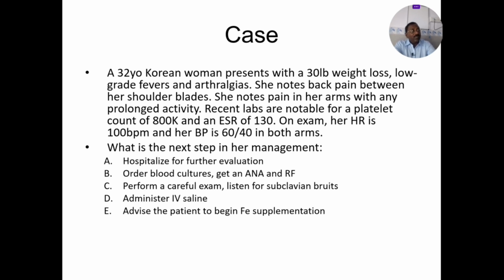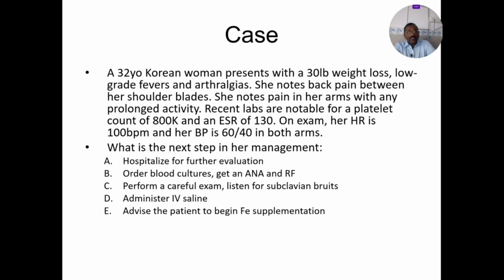Hospitalize for further evaluation. Order blood cultures. Get an ANA and rheumatoid factor. Perform a careful exam. Listen for the subclavian bruit. So that could be the reason for your BP 60/40. Administer IV saline. Advise the patient to begin iron supplementation.